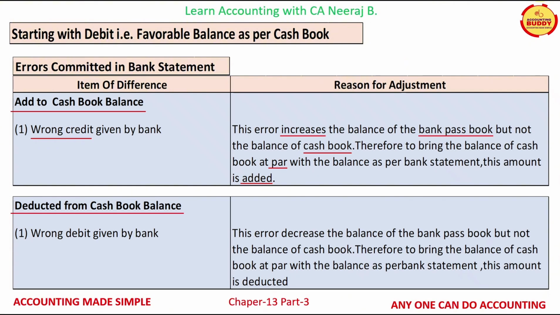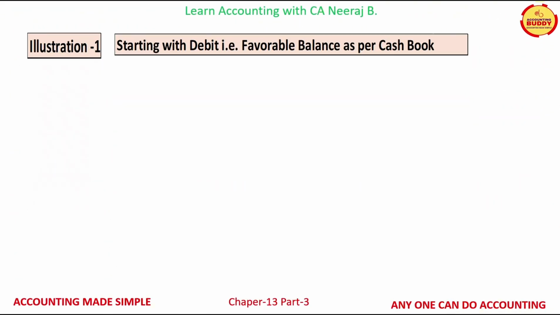There is another error committed in the bank statement which needs to be deducted from the cash book balance. The error is when the wrong debit is given by the bank. This error decreases the balance of the bank passbook but not the balance of the cash book. Therefore, to bring the balance of the cash book at par with the balance as per bank statement, this amount is deducted.